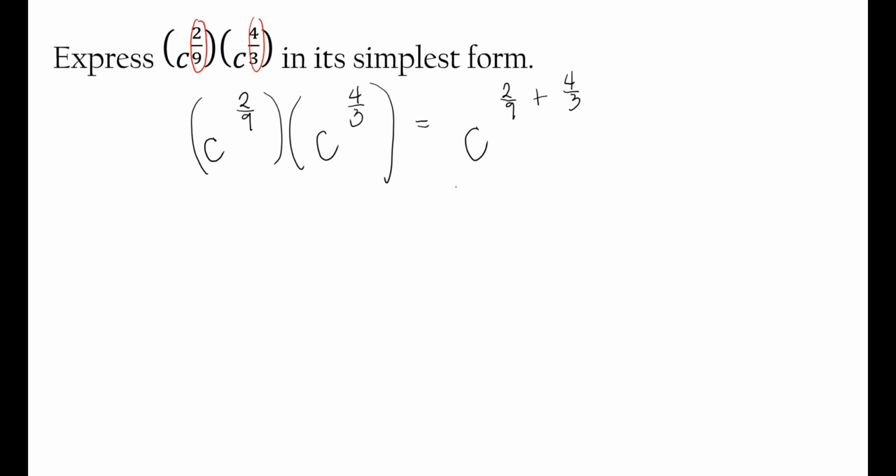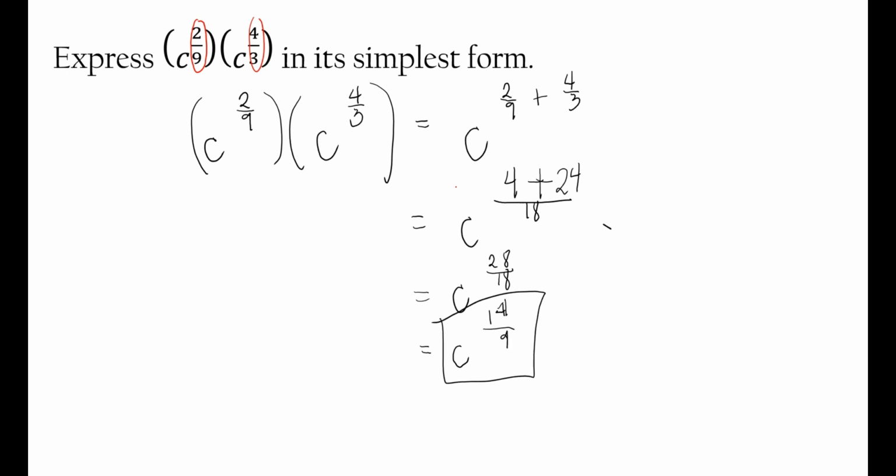Now we have to simplify the exponent, which is 2/9 plus 4/3. To do so, we have to take the LCD of the denominators of the exponents, and that is 18. 18 divided by 9 is equal to 2 times the numerator 2, that is 4, plus 18 divided by the denominator 3 is equal to 6 times the numerator 4 equals 24. Again, we have to simplify the exponent. 4 plus 24 is equal to 28 over 18. The exponent can still be expressed in its lowest terms, and that is 14/9. So the simplest form of the expression c raised to 2/9 times c raised to 4/3 is c raised to 14/9.